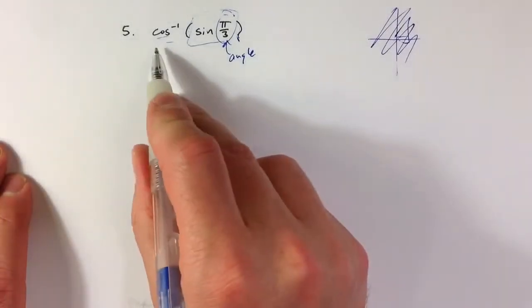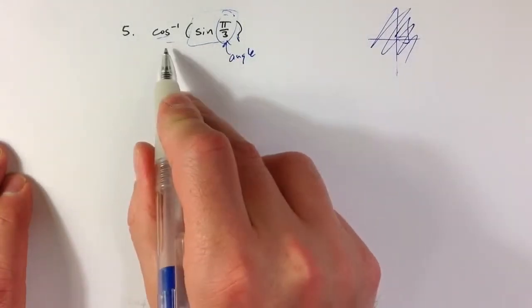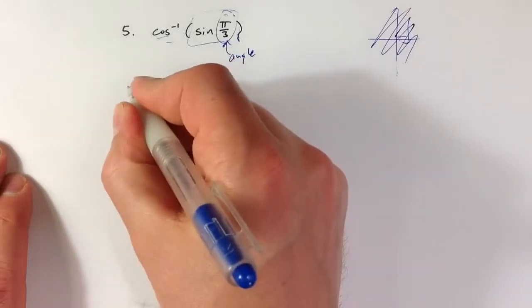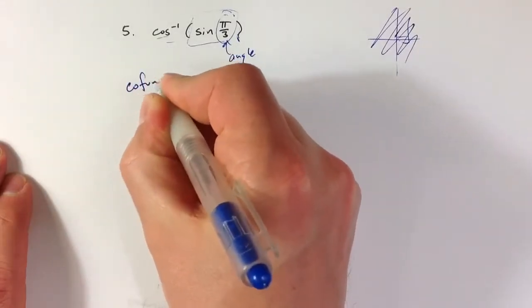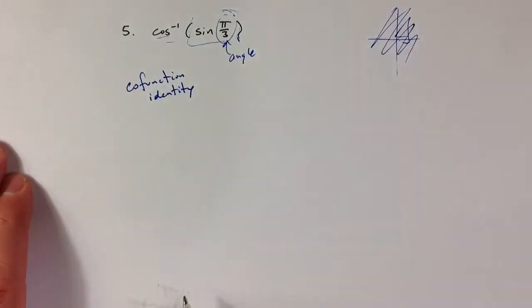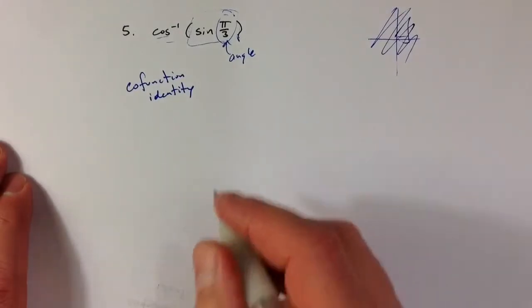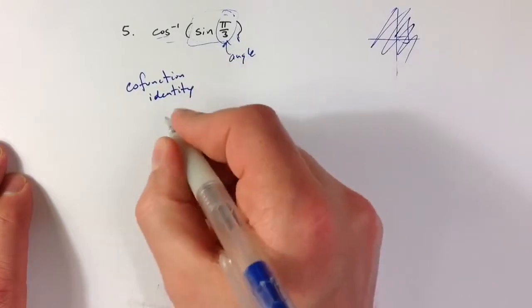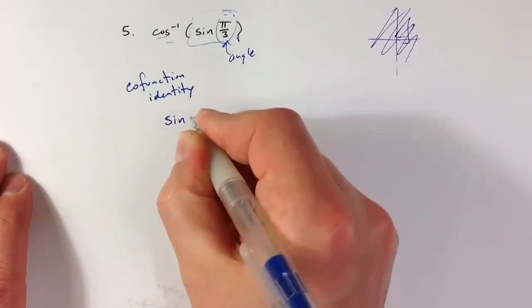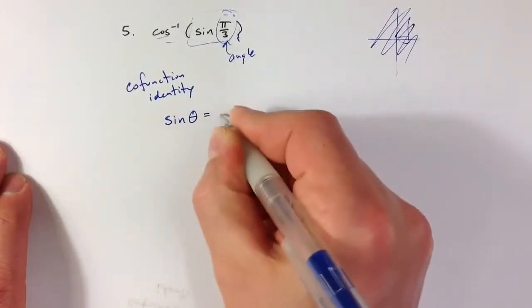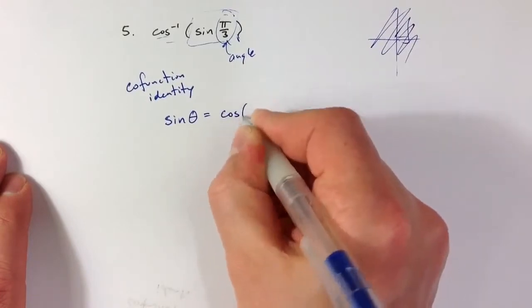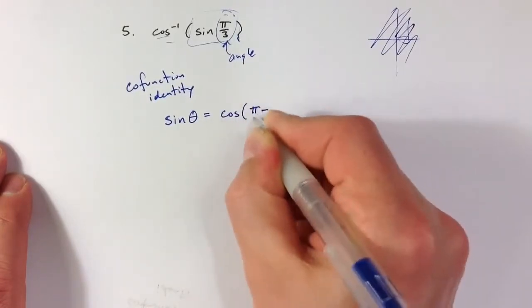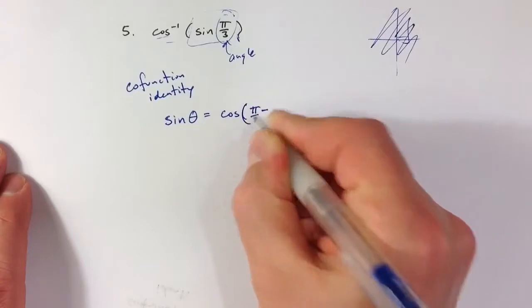Fortunately, however, cosine and sine are cofunctions. And so we can use the cofunction relationship to simplify the expression. So what is the cofunction relationship? Well, I know that sine of an angle equals cosine of pi over 2 minus that angle.